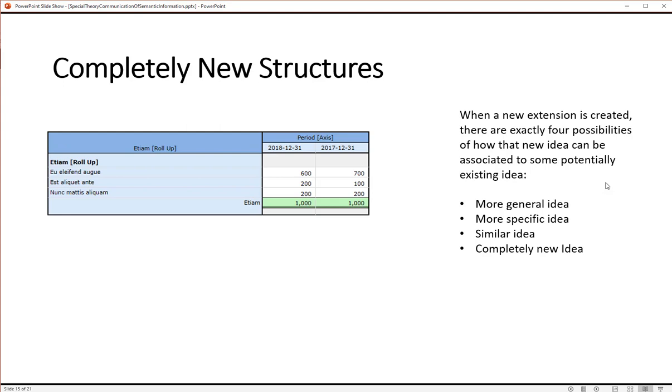So you can also create completely new structures. So US GAAP and IFRS, you can report more than is required, and some companies do, to effectively explain the economic entity. But there's only 4 things you can do. You can add a more general idea. You can add a more specific idea. You can add a similar idea, or you can describe a completely new idea. Those are the only 4 things you can do. And the system has to be able to handle all 4 of those situations.